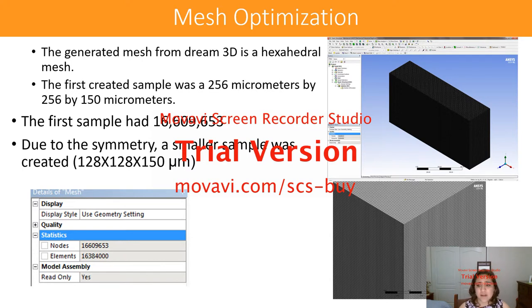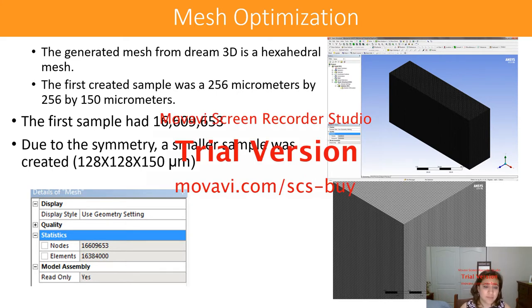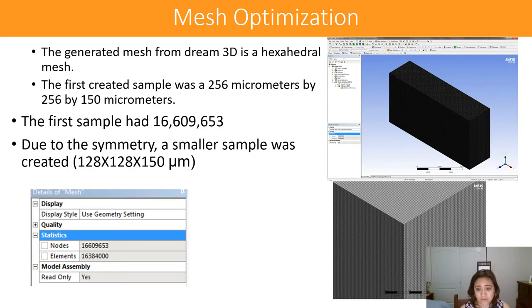And here you can see 3 pictures of the hexahedral mesh in ANSYS and the number of nodes and elements that were generated the first time a sample was created. Since it was symmetric, a smaller sample was created later on.